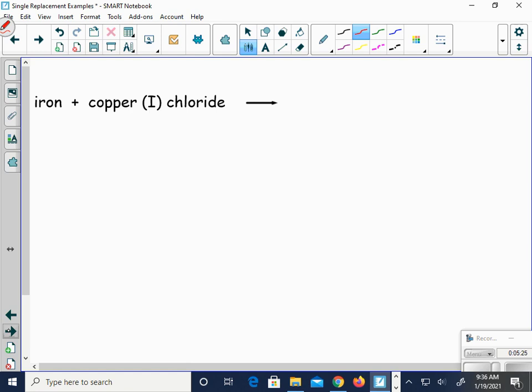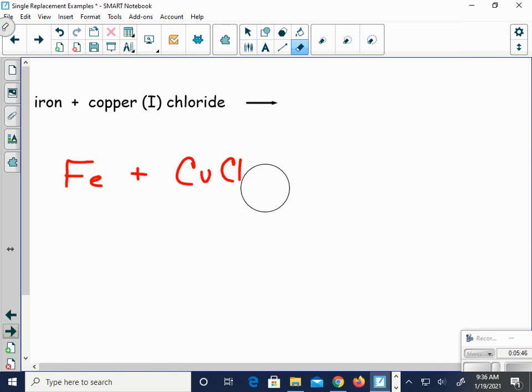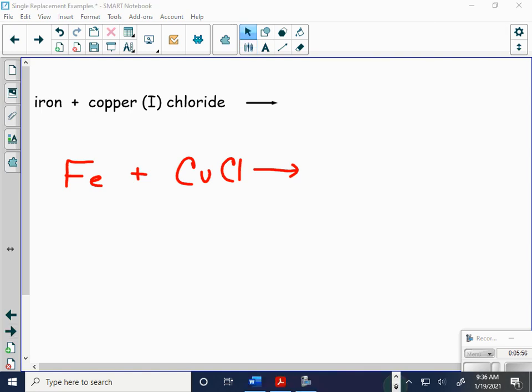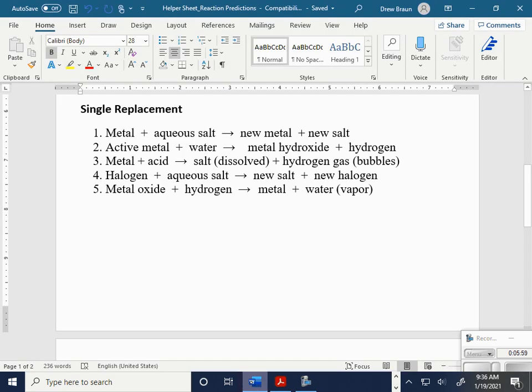Here is my second one. Iron plus copper 1 chloride. So I have iron plus copper 1 chloride. So as I go through my list, once again, as I go through my list, do I have a metal and an aqueous salt? Well, yes, I do.